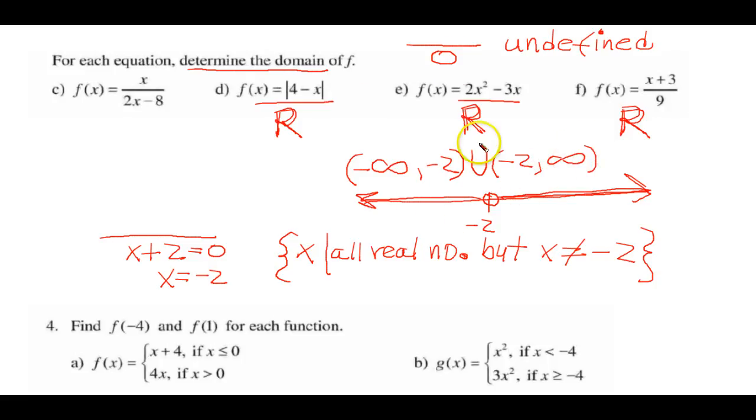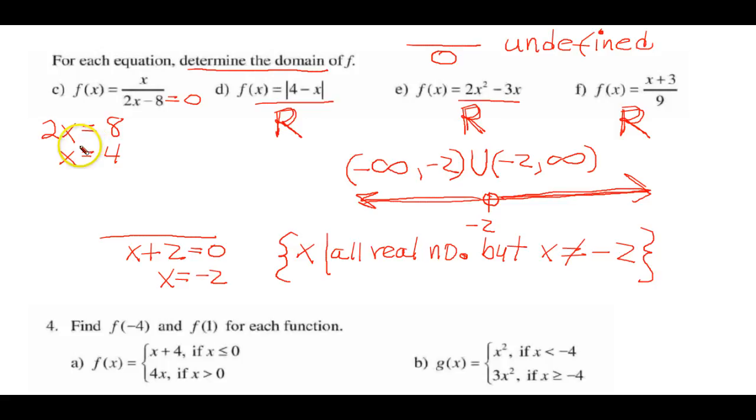Okay, background. Now, how about this? Well, we're going to set it equal to 0. And we get 2x, transpose the 8. On this side it becomes a positive 8. Divide by 2. X equals 4. So 4 is the excluded value in this domain of this particular example.